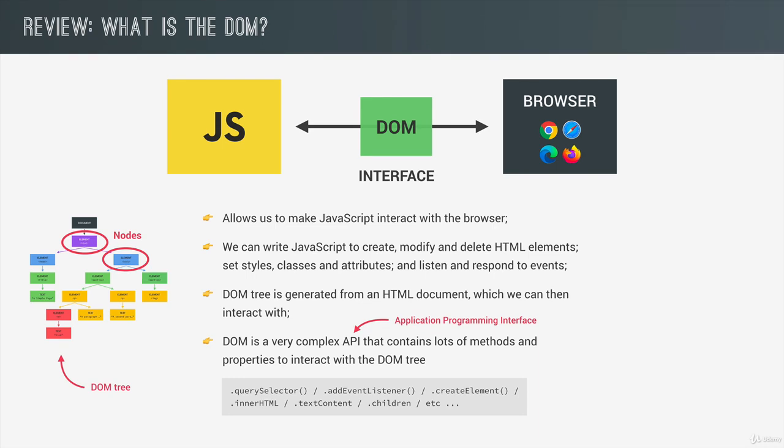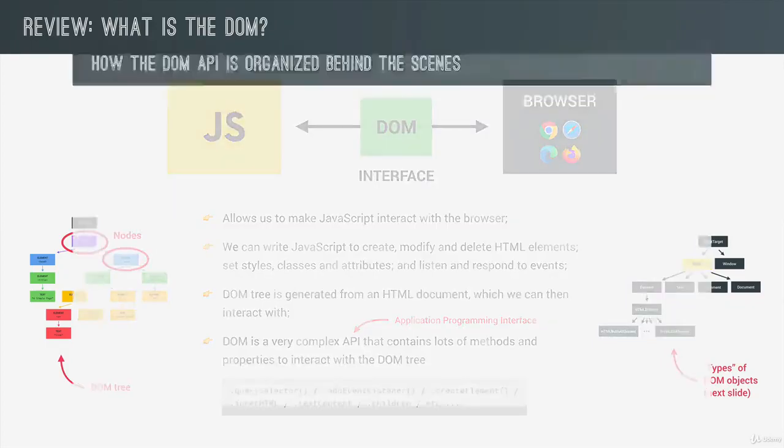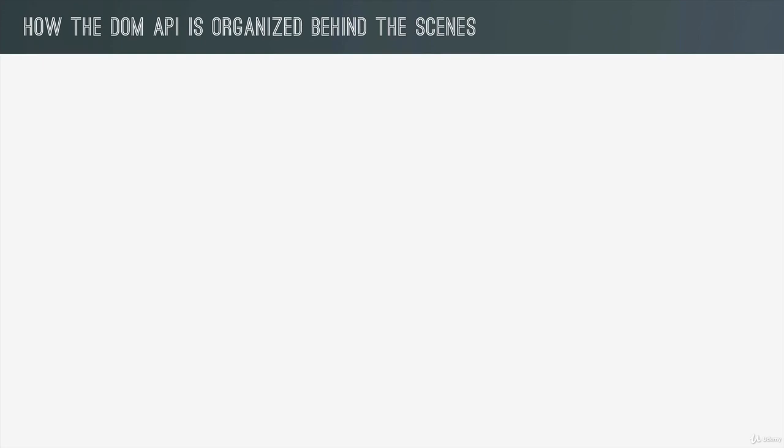Now, in the DOM, there are different types of nodes, just as I mentioned before. For example, some nodes are HTML elements, but others are just text, remember? And this is really important to understand because all these DOM methods and properties are organized into these different types of objects. And so let's now take a look at how the DOM API is organized behind the scenes.